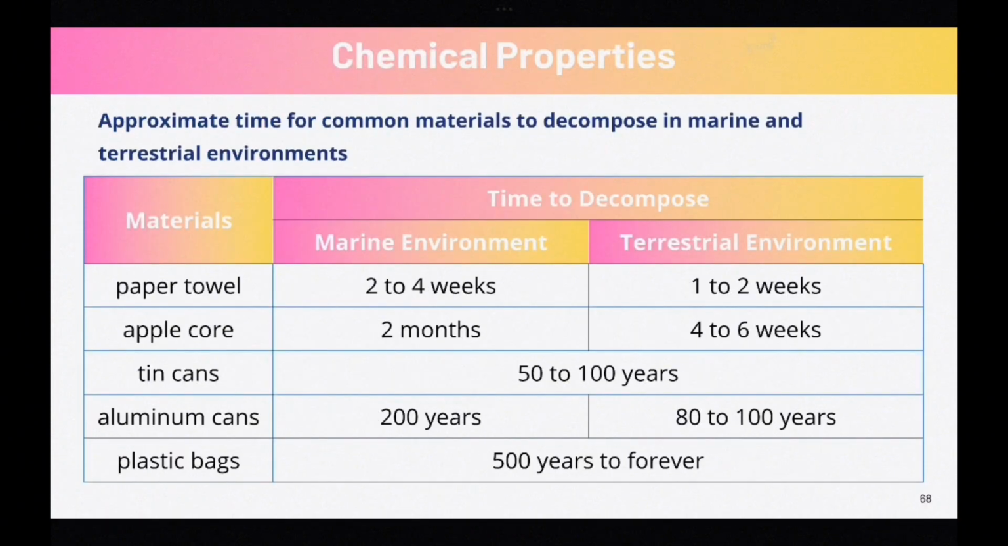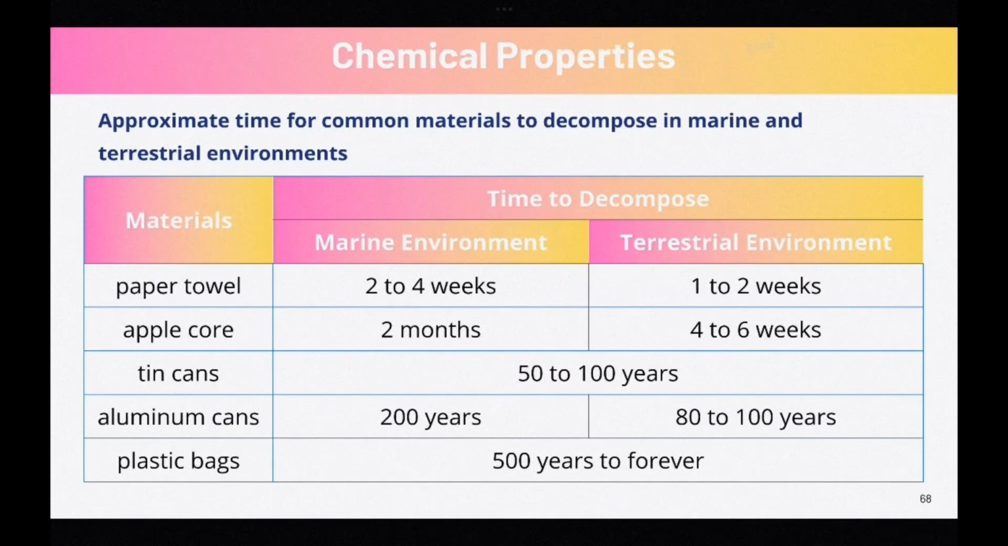Now, if you observe these examples, it shows the approximate time for common materials to decompose in marine and terrestrial environments. We have here on the left side the materials: paper towel, apple core, tin cans, aluminum cans, and plastic bags. In the middle is the timeline to decompose, classified as marine environment and terrestrial environment. In the marine environment, a paper towel will dissolve in 2 to 4 weeks. In a terrestrial environment, it will decompose in about 1 to 2 weeks.